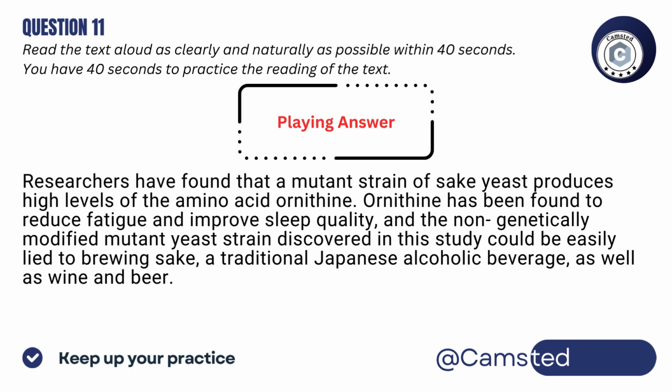Researchers have found that a mutant strain of Sake yeast produces high levels of the amino acid ornithine. Ornithine has been found to reduce fatigue and improve sleep quality, and the non-genetically modified mutant yeast strain discovered in this study could be easily applied to brewing sake, a traditional Japanese alcoholic beverage, as well as wine and beer.